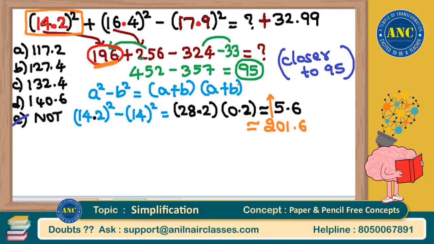That means I already got 95 here. Another 5.6 I need to add. Let me not write this 201.6 and other things. Another 5.6 I need to add.